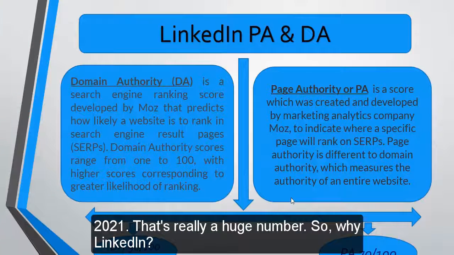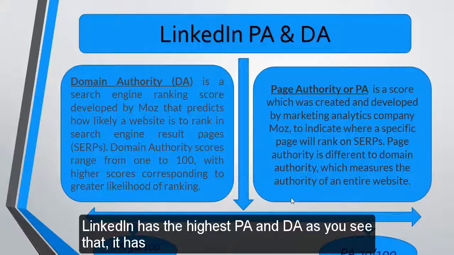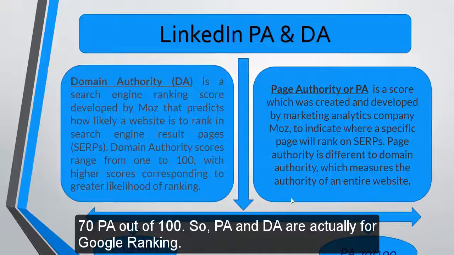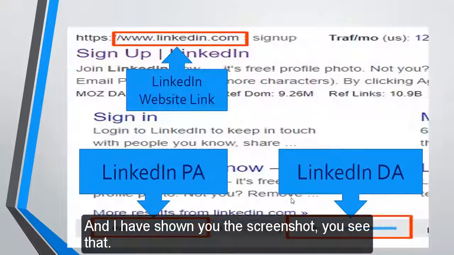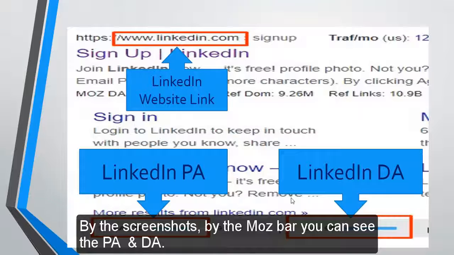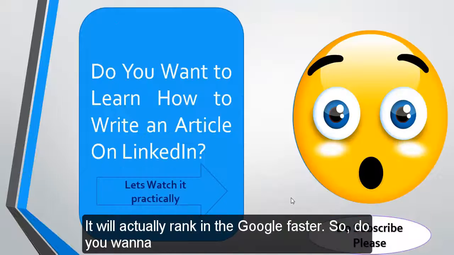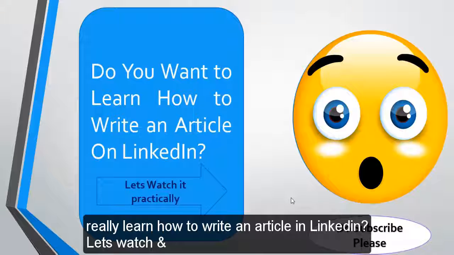So why LinkedIn? LinkedIn has the highest PA and DA. As you see, it has 98 DA out of 100 and 70 PA out of 100. So PA and DA is actually for ranking, and I have shown you the screenshots. You see that with the mouse bar you see the screenshots of PA and DA, and it will actually rank in Google faster. So do you wanna really learn how to write an article in LinkedIn?